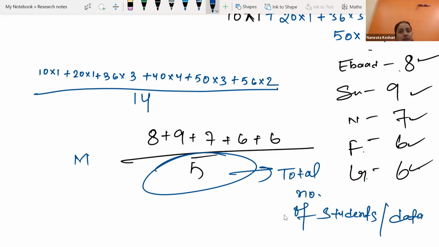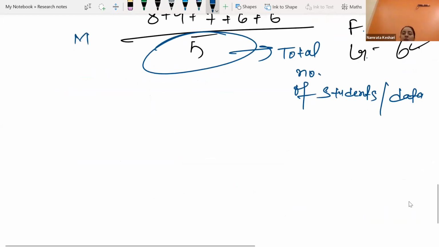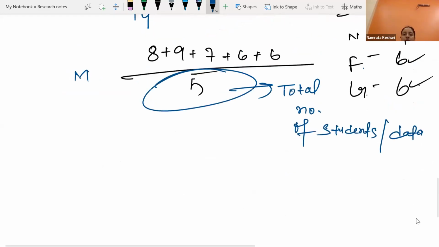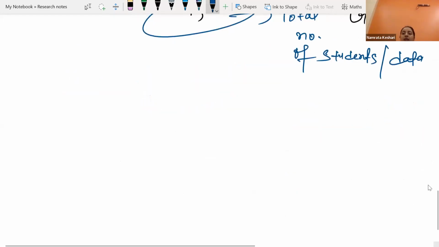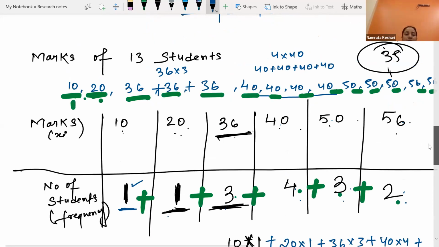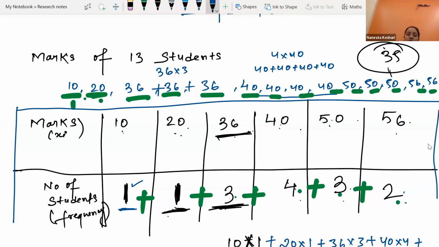ऐसे ही तो मीन फाइंड करते हैं, ठीक है? तो जब हमारा टेब्यूलर फॉर्म में दिया हुआ रहेगा डेटा, तो फिर कैसे डेनोमिनेटर में किसे लिखेंगे हम? फिर से मार्क्स को ही ऐड करके लिख देंगे? नहीं। जब हमारा टैब्यूलर फॉर्म में ऐसे कुछ डेटा हमें दिया हुआ हो और क्वेश्चन बोले कि मीन फाइंड करना है, तो हम वहां पे डेनोमिनेटर में क्या रखते हैं?